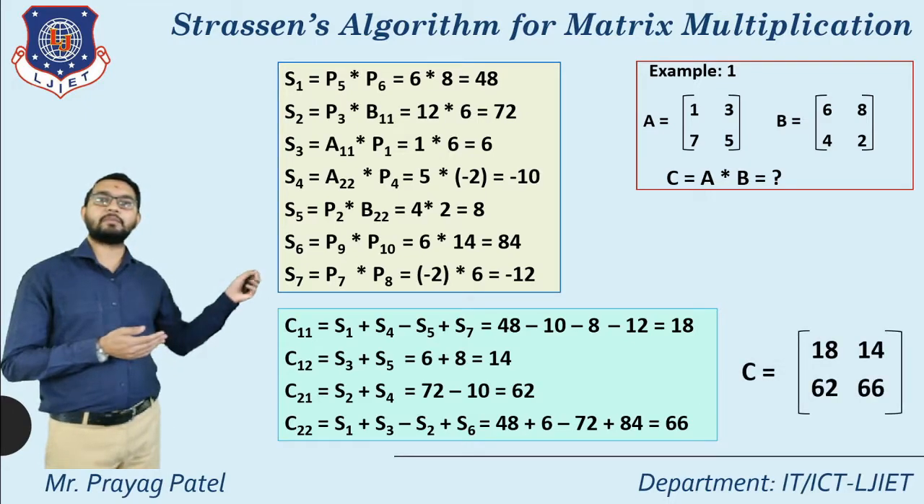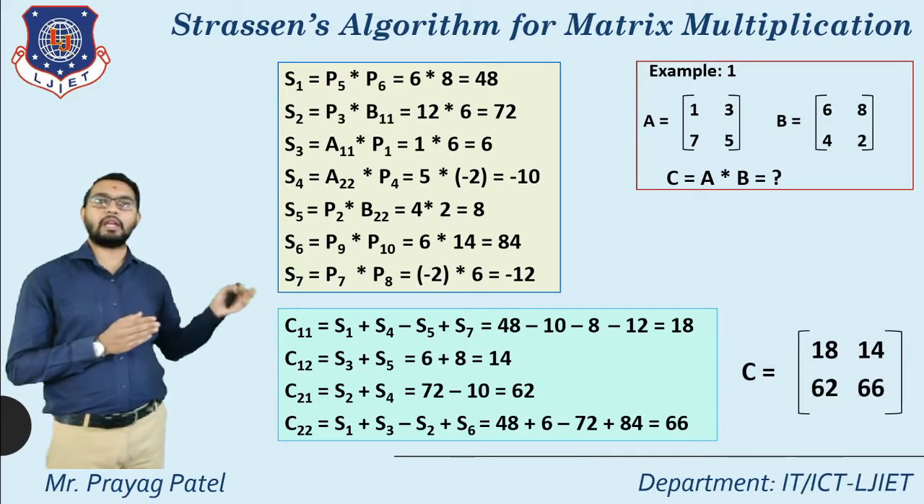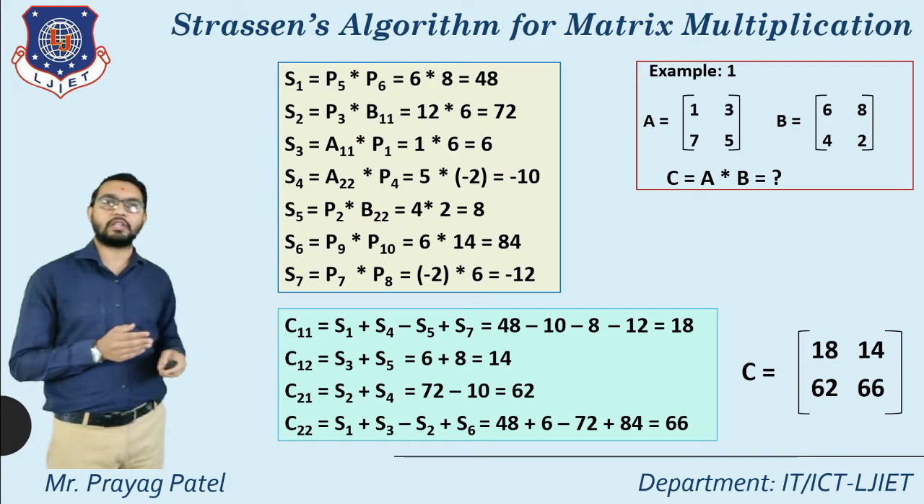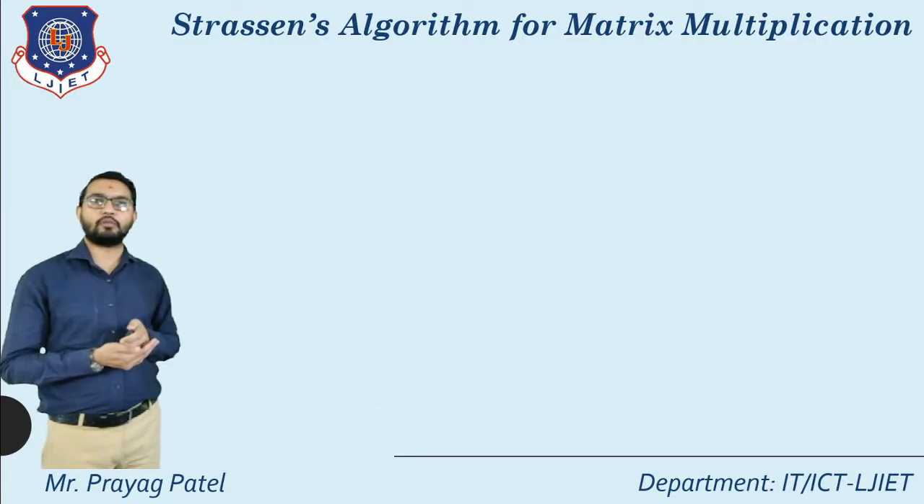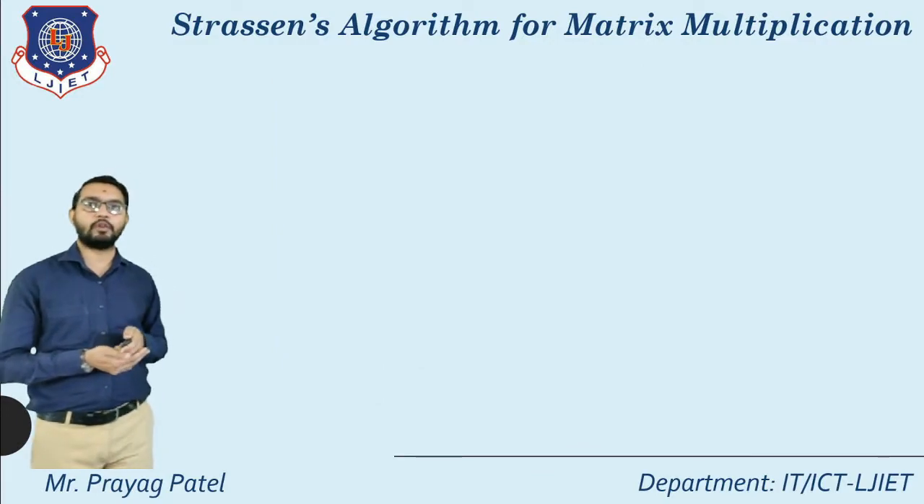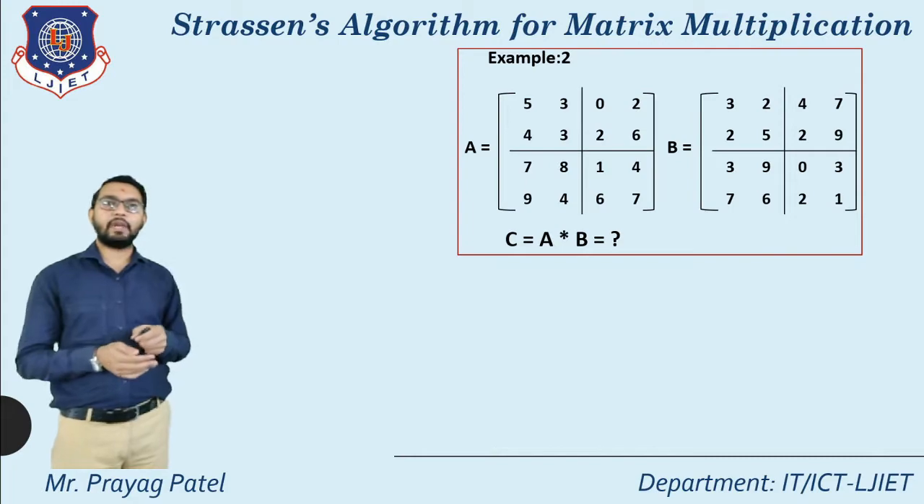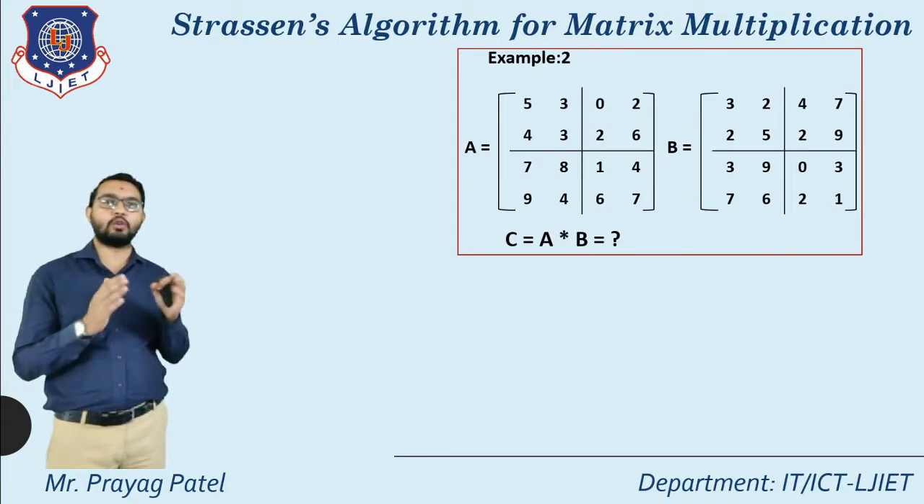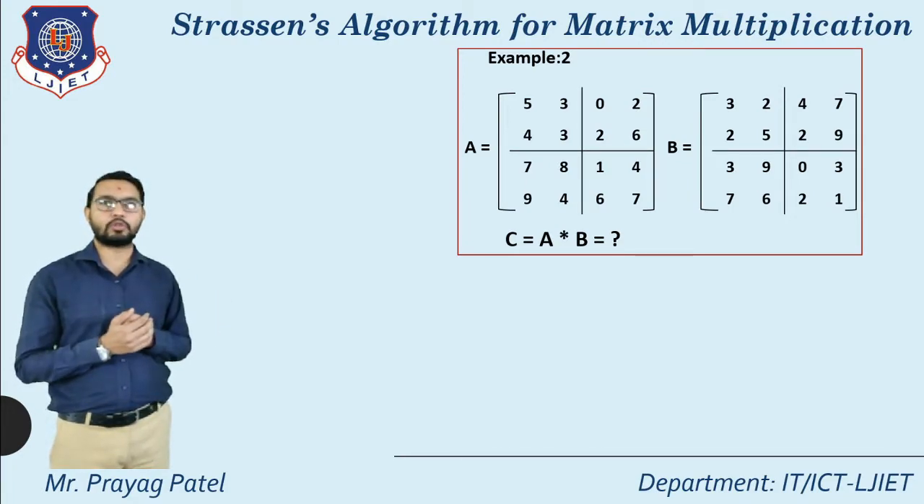So the final answer becomes like this: C equals 18, 14, 62, 66. So this is a simple method of how we can find the solution for Strassen's matrix algorithm using this example. Now if we have only a 2 cross 2 matrix, then there is no need to divide the problem into subproblems.